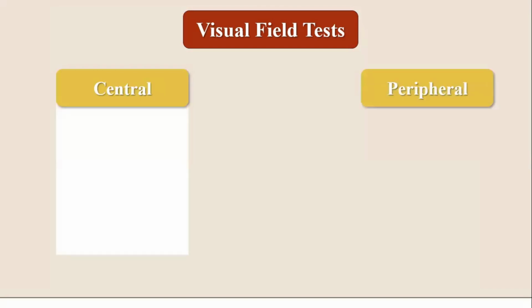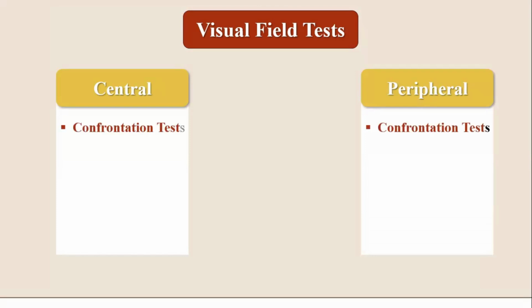There is a kind of classification for visual field tests according to whether they are testing only the central field, mainly the central field, or the peripheral field. So when it comes to confrontation, is it a test for the central field or peripheral field or both? Both, excellent. And we will illustrate this in the next class. When it comes to perimetry, is it central or peripheral or both? Yes, both. So static, kinetic, automated, or manual, both.